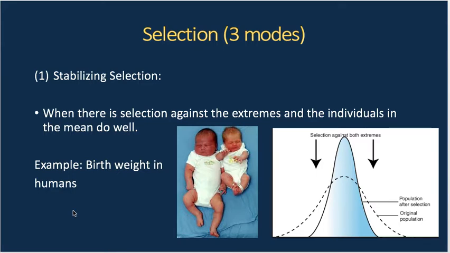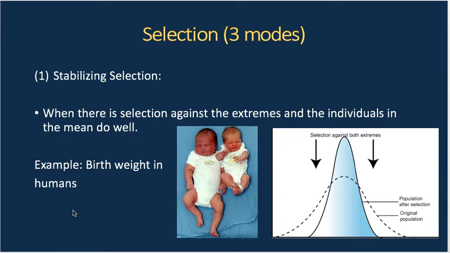This can apply for, we're generally going to be using examples with regards to natural selection, but this is just generally how selection acts, whether it's sexual or natural selection. So the first one here, stabilizing selection, is when you have, as it says here, selection against the extremes and the individuals in the mean do well.